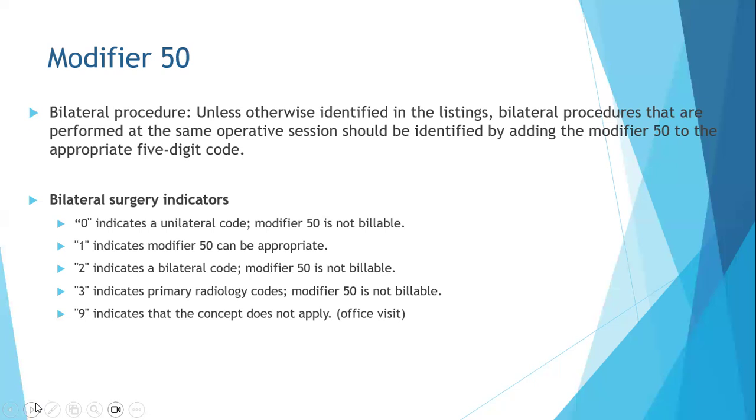Indicator of 1 indicates that the modifier 50 is appropriate. So that's going to be our most common indicator you're going to see for procedures that normally allow either on the right side of the body, the left side of the body, or bilaterally if done. Remember, if done meaning the documentation has to support that it was in fact done on both sides of the body. But remember, on any laterality modifier on the entire body, you have to think about it. Think about it logically.